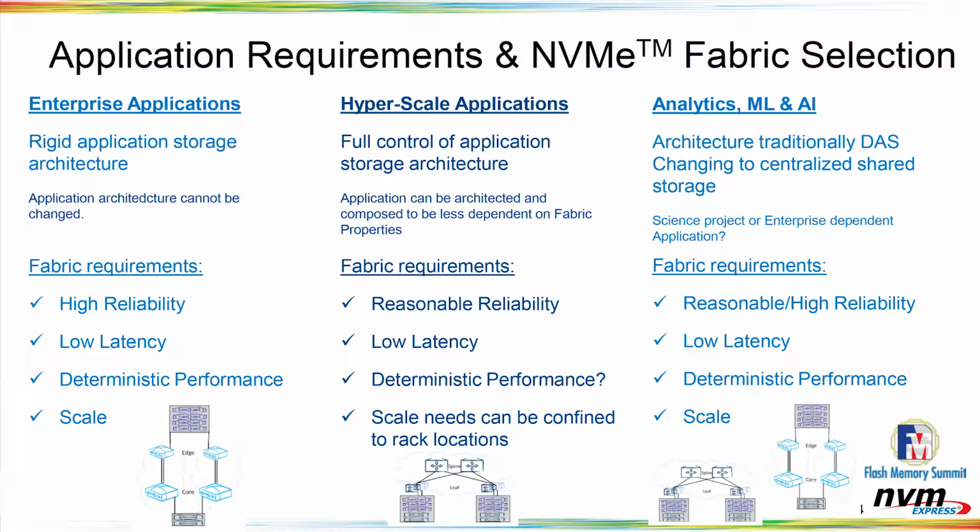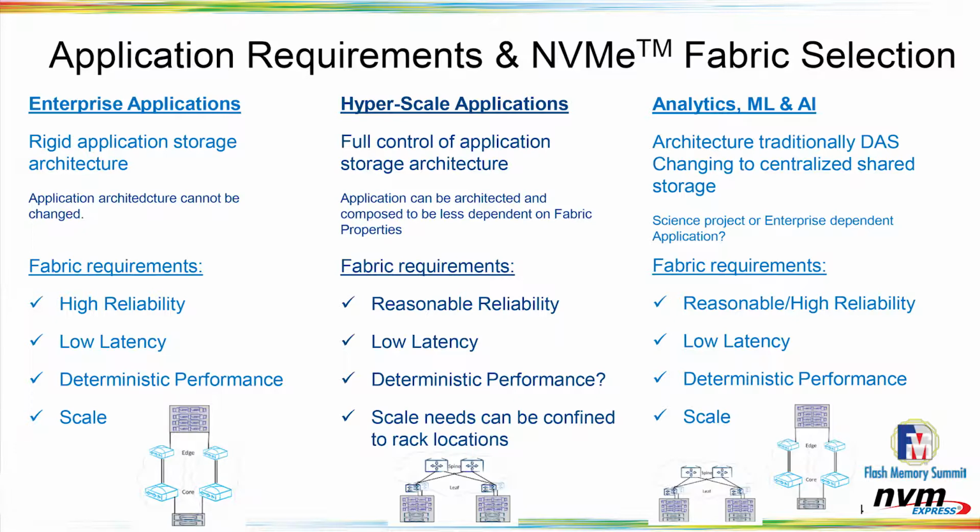If we then move on to the middle column, which is hyperscale applications, they are often owned by someone who has complete control of the application and the full stack, which means they can handle things at different layers within the storage stack. Therefore, the requirements on the network can be eased in some ways. What I put on here is that reliability of the network may not have to be as high, because you can handle things in the application layer in a different way when you own the whole application end to end.